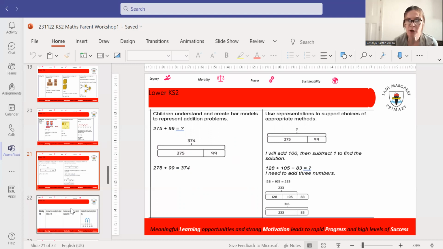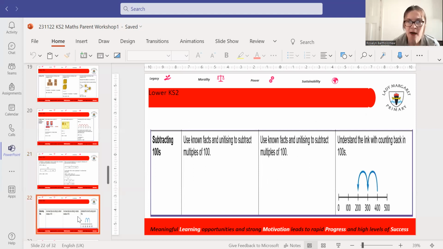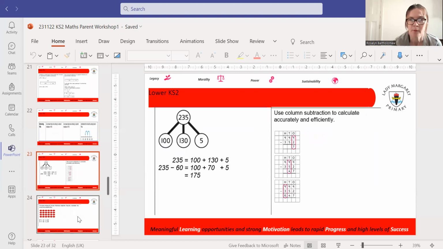We rely heavily on using a bar model as well. So for example, 275 add 99 is 374. We can also use the inverse as well if we're looking for a missing number. If we want to know which two numbers make up 374, we can use our missing number there and use subtraction, take away. If we're subtracting hundreds, we might want to use a number line. And then if we're adding, we may want to do that using our part-whole model.